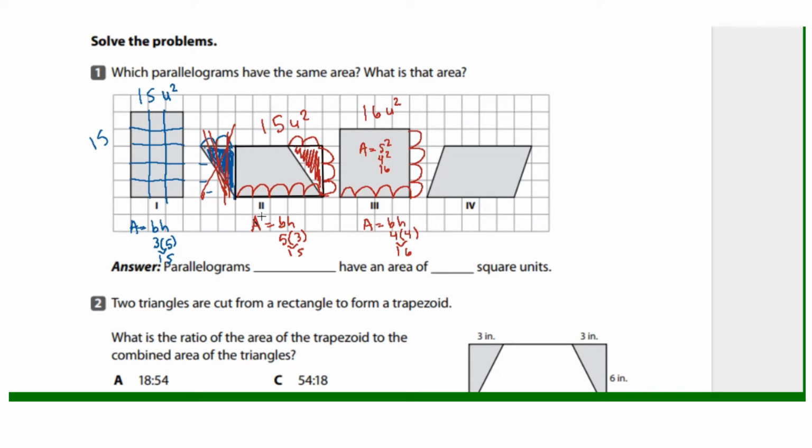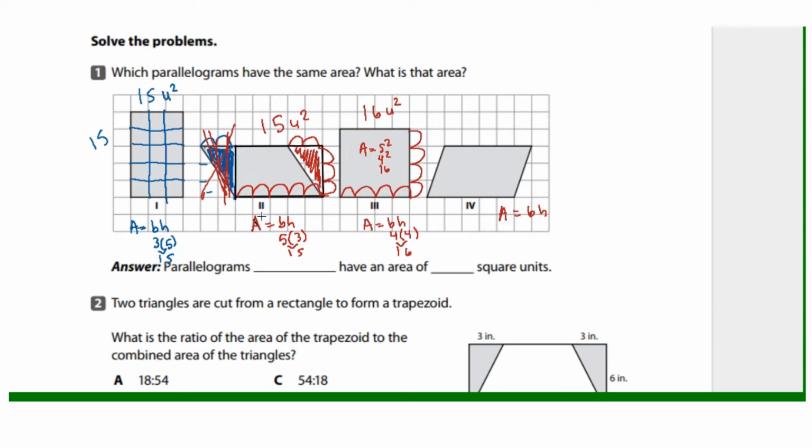Now I want to find the area of this parallelogram, which is number 4. I'm going to use my formula. Area of a parallelogram is equivalent to base times the height, because a parallelogram is basically just a shifted rectangle. Or if you decompose the parallelogram and compose that piece to the other side, it'll take up the same number of square units.